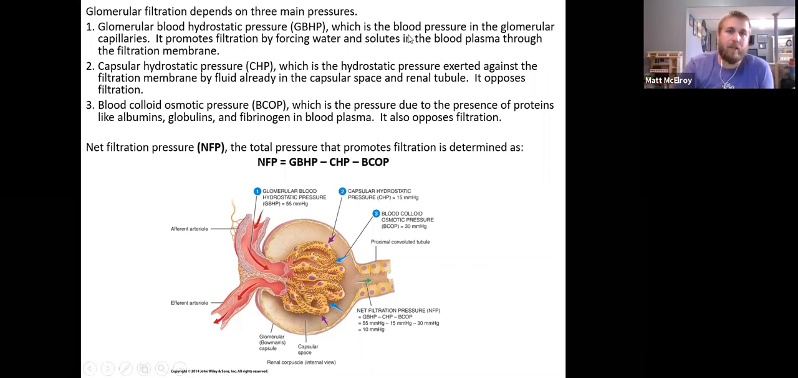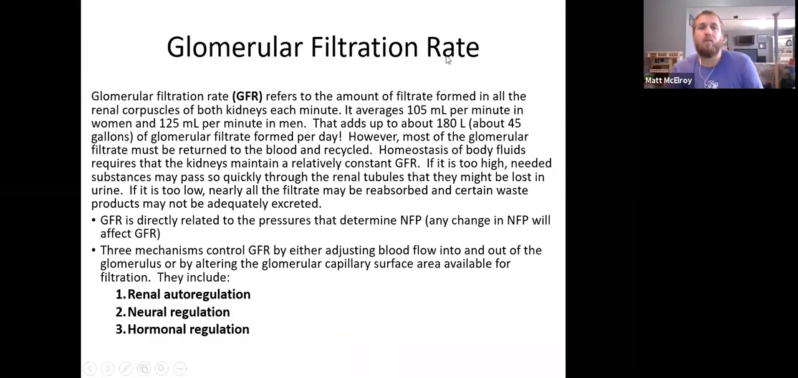Now, are you going to have to know the specific pressures and the calculation? No. Definitely know what NFP is. And then, like I said, know that positive NFP promotes filtration and negative NFP inhibits it. It's important to know this because NFP affects what we call filtration rate.